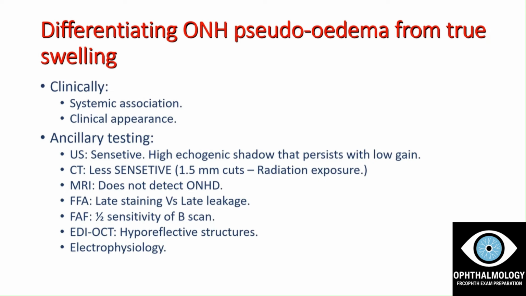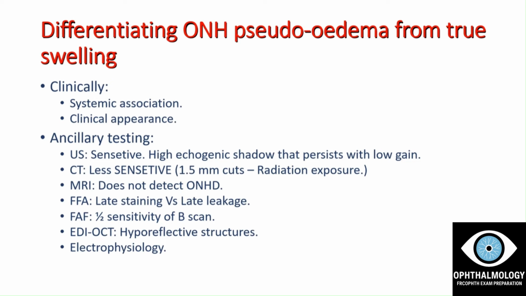It's not an isolated ocular examination that would differentiate this, but you should take into account the full systemic association of the condition. If the patient has headache, if the headache worsens with supine positioning, you need also to take the clinical appearance of the optic nerve head itself. And we'll be talking about this in the next slide.